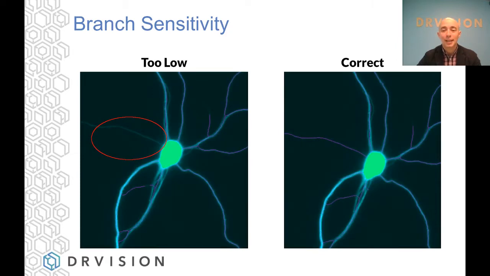Here we can see an example of how branch sensitivity is important. Again, this is the same image. On the left, we see this missing neurite. It's fairly dim, so if we increase our branch sensitivity and adjust the mean neurite width, we can appropriately detect this neurite, as we see on the right.